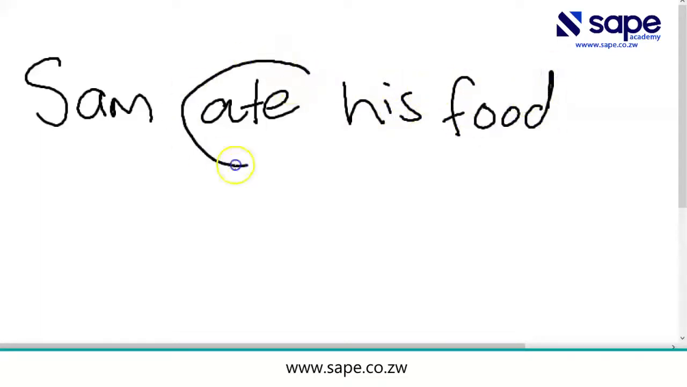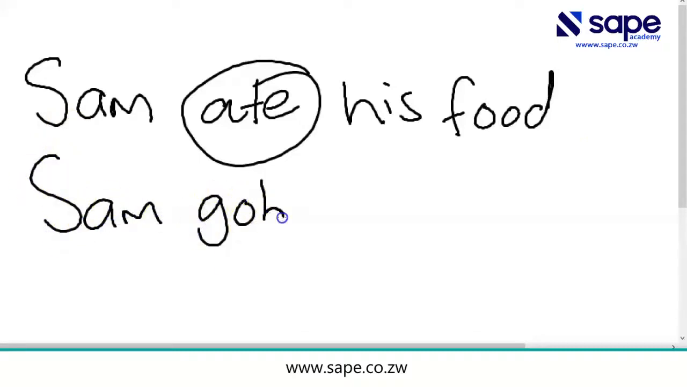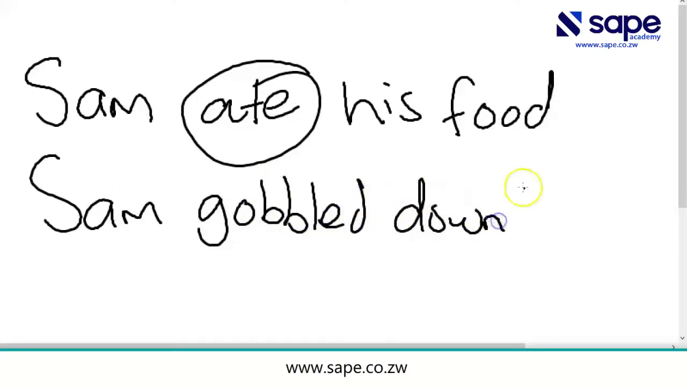So if we look at the word ate, you'll find that it is really not a powerful word. It doesn't really show us how Sam ate. It doesn't show us the manner in which he did it. So I'm just going to replace the word ate with the word gobbled. So instead of Sam ate his food, we're going to have Sam gobbled down his food.